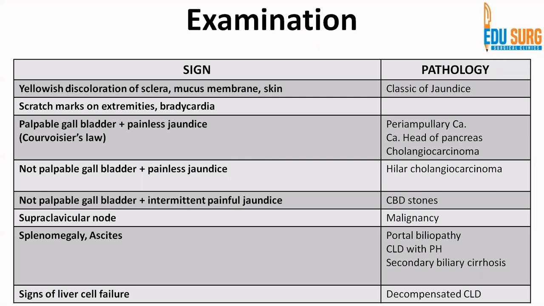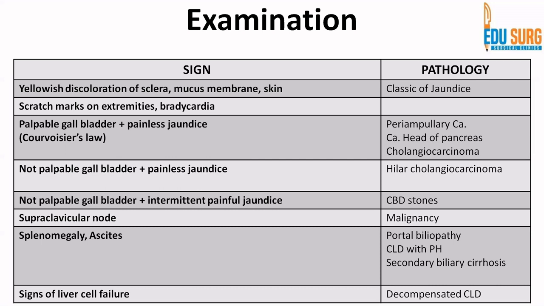examination, and this slide has around 20 multiple choice questions. Understand all these points and you can answer any question in relation to obstructive jaundice. Yellow discoloration of sclera, mucous membrane, and skin is classic of jaundice. Scratch marks are more common on extremities. The patient can have bradycardia, which is due to deposition of bilirubin on the SA node, right? Palpable gallbladder in presence of painless jaundice, Courvoisier's law, which is a marker of malignancy.